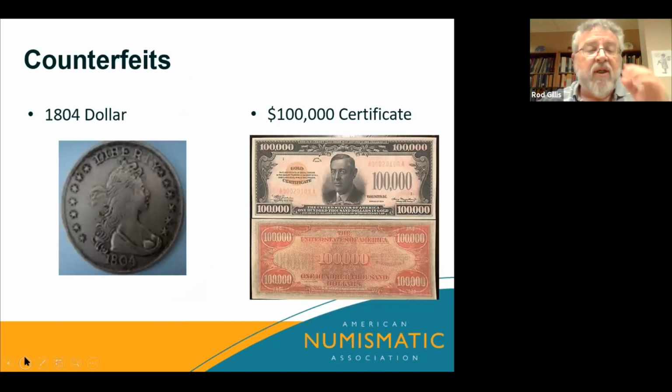Counterfeits. Here we have a counterfeit $1804, and this was an actual image that was sent to me by a gentleman who really believed that he had an $1804, and of course I could tell him easily that this was a counterfeit, a very poor one at that.